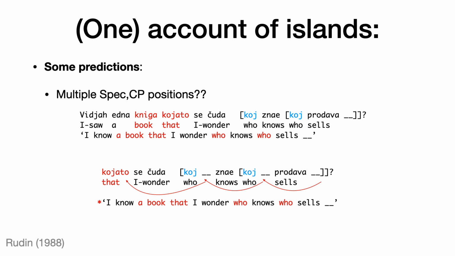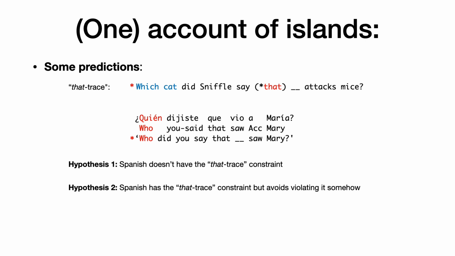I want to mention another kind of case where the argument is something similar, and this is the that-trace phenomenon, which again I've mentioned is one of my favorite phenomena, right? As we said before, it sounds funny to say something like, which cat did Sniffle say that attacks mice? It sounds okay to leave the word that out. Which cat did Sniffle say attacks mice?